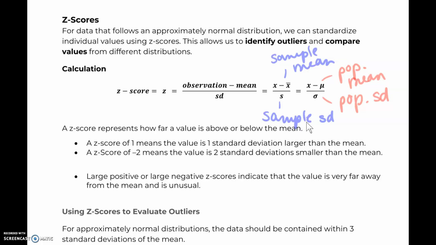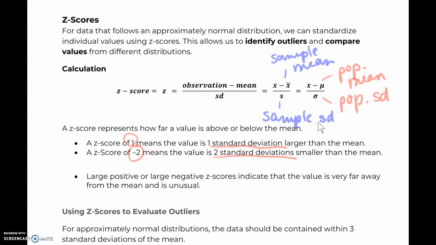A z-score represents how far a value is above or below the mean. So a z-score that's positive means that it is above the mean. A z-score that's negative means it's below the mean. A z-score of 1 means it is 1 standard deviation larger than the mean. A z-score of -2 would mean 2 standard deviations below the mean. Again, large positive and large negative z-scores indicate that they're very far away from the mean and therefore are unusual values.